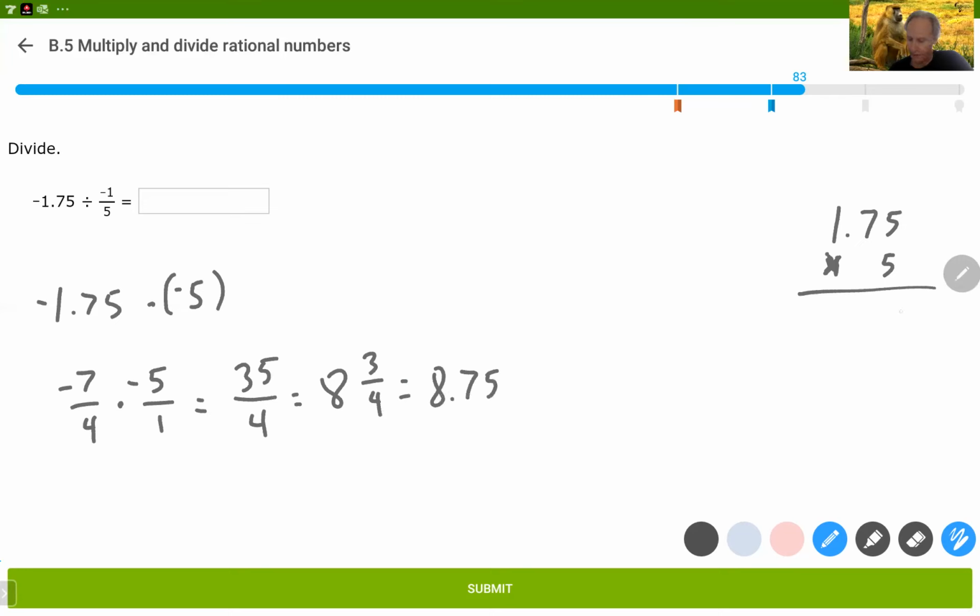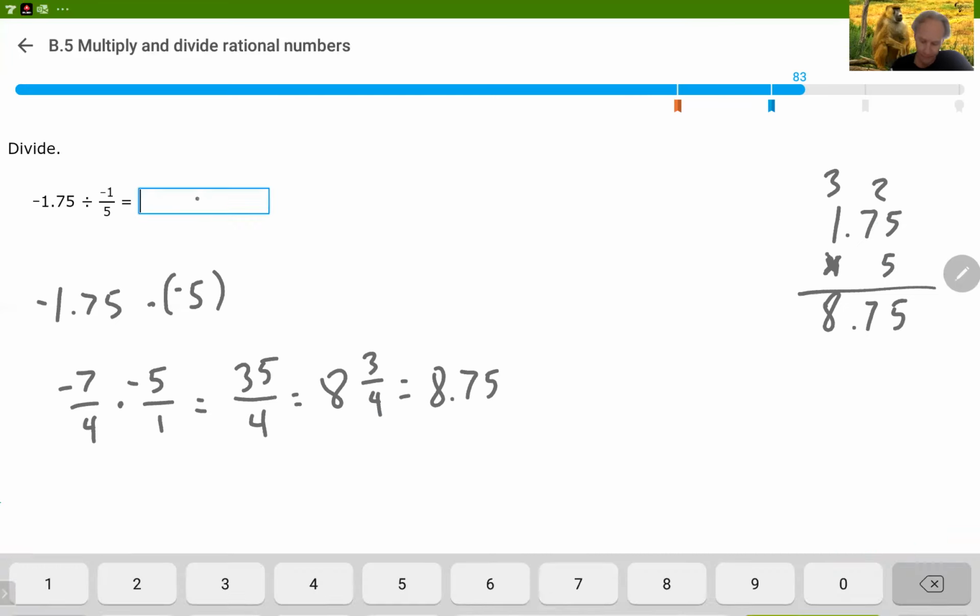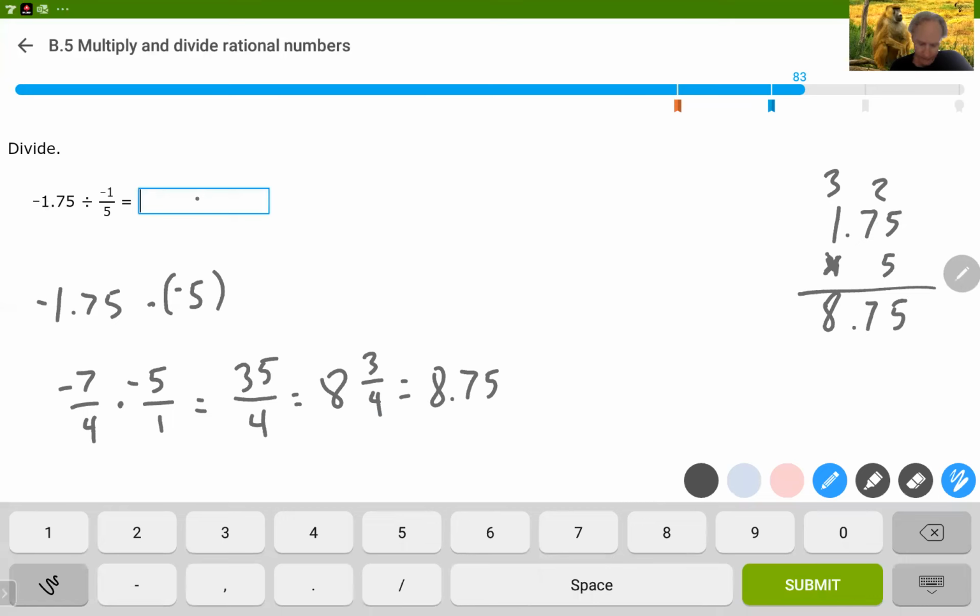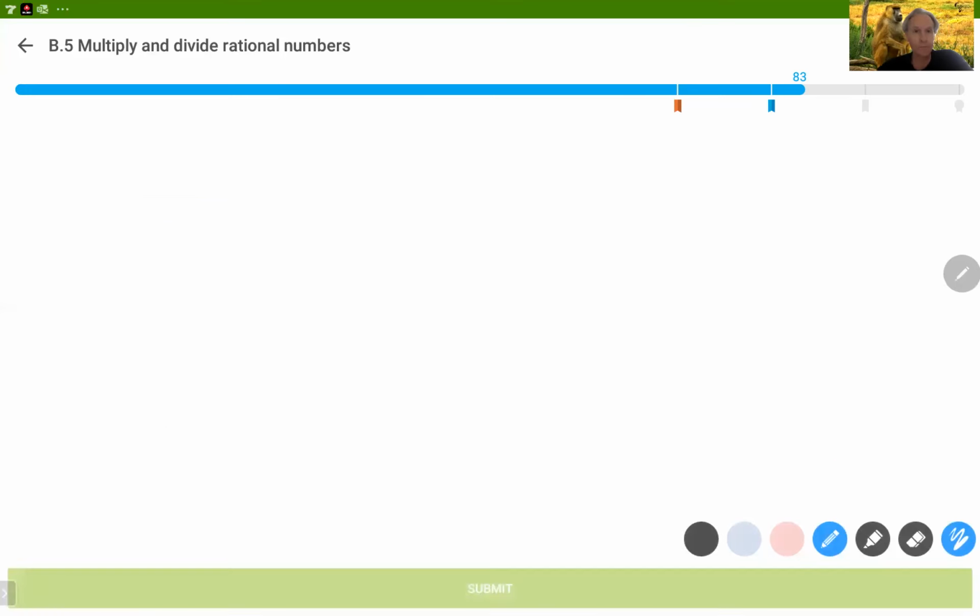Or I can multiply it over here and get the 5 and the 2 and the 37 and the 3 and the 8 and move the decimal 2 places. Any one of those is fine. Notice that we have a negative times a negative, and whichever one you prefer. Since we've got a mix, I like the 35 over 4. Notice my fractions were almost the easiest of all.